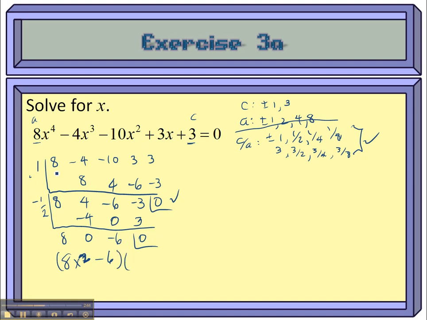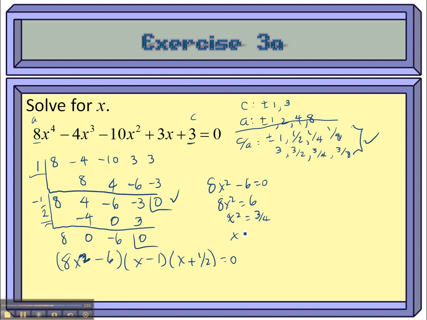From this one we have x minus 1, and then from that one we have x plus a half. All this equal to 0. So you set each of those factors equal to 0. 8x squared minus 6 equals 0. So add your 6 over. Divide by 8. X squared equals 6 over 8, which is 3/4.